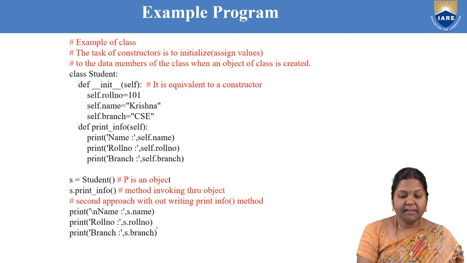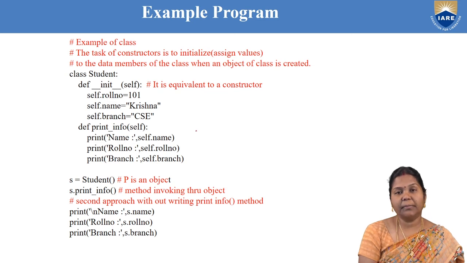So here the task of the constructor is to initialize or assign the values to the data members of the class when the object of the class is created. That is the main purpose of the constructor, that is the init method. Now here you can see that there is a class called Student. In the constructor __init__ we have not passed anything. So we are directly taking the values: self.roll_number is equal to 101, self.name equal to Krishna, self.branch is equal to CSE. So instead of passing the arguments, we can directly take the values.